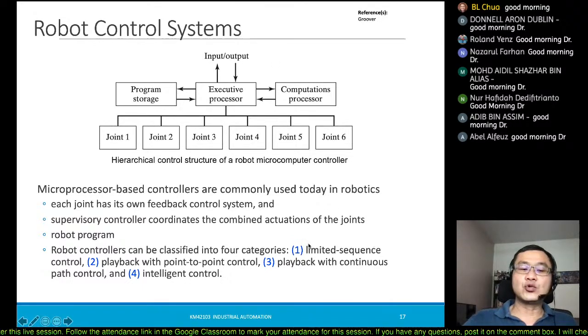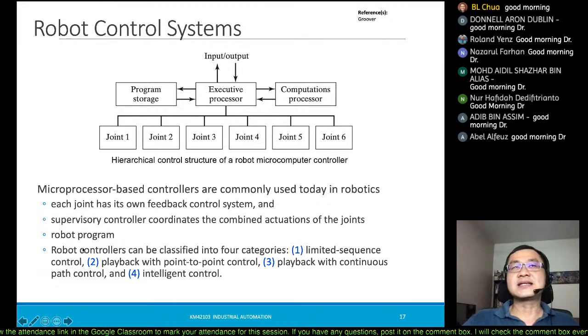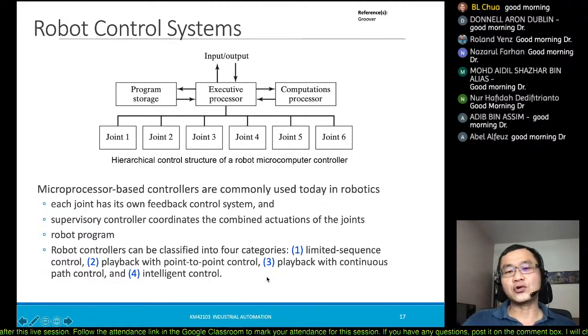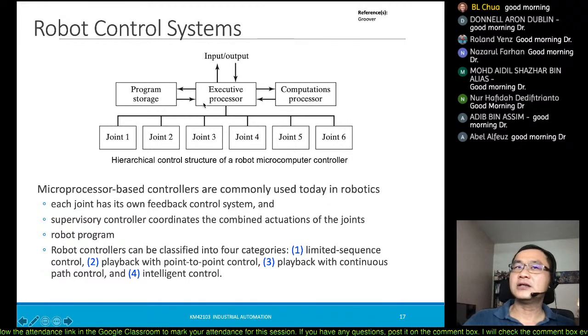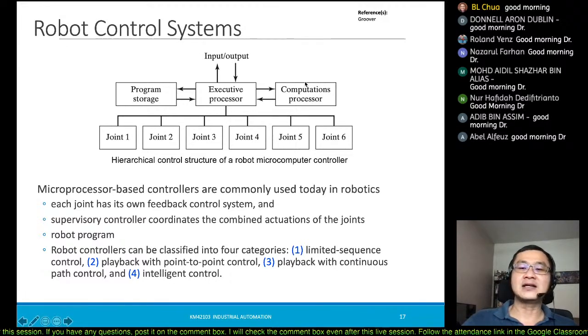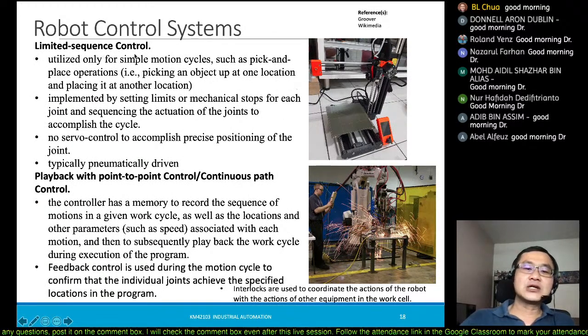Limit sequence control, which is the basic limit switch type of operations or controller. Then playback with point to point control, or playback with continuous path control. And the last one would be the intelligent control. So you can control your robots, how they send the signal, according to either of these 4 methods. The limit sequence control would be the simplest one.